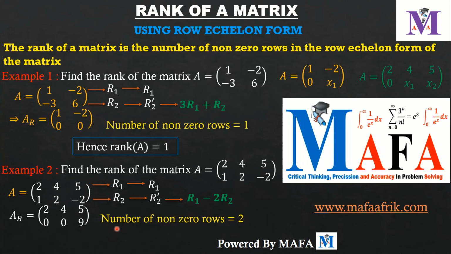By so doing, how many non-zero rows are there? There are 2 non-zero rows, because the second row is made up of 2 entries which are 0, but there's a third entry which is not 0, so it is a non-zero row. Likewise the first row. Hence there are 2 non-zero rows in our row echelon form of the matrix A. Hence the rank of the matrix A is equal to 2, because it is equal to the number of non-zero rows in the row echelon form.